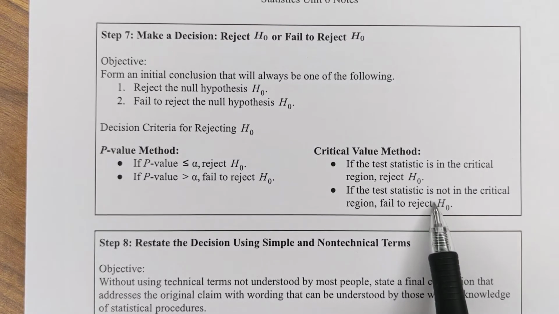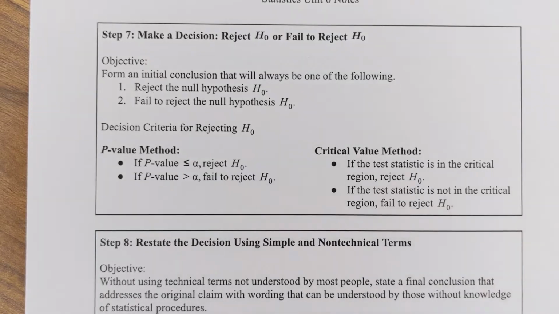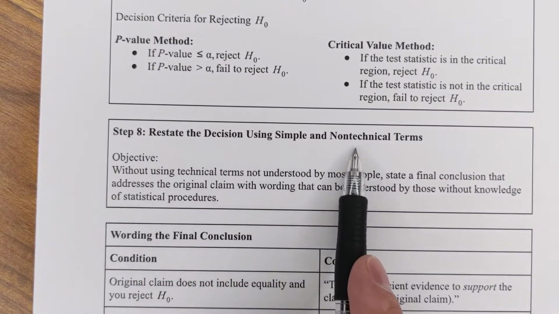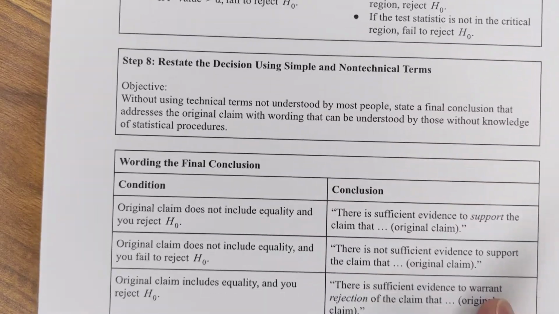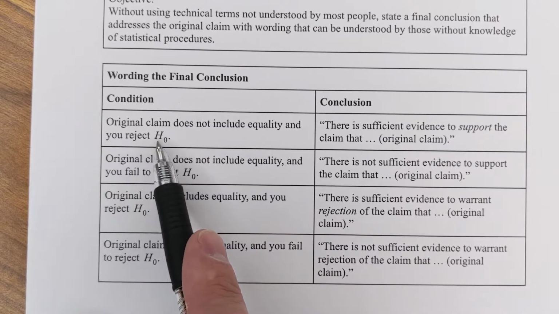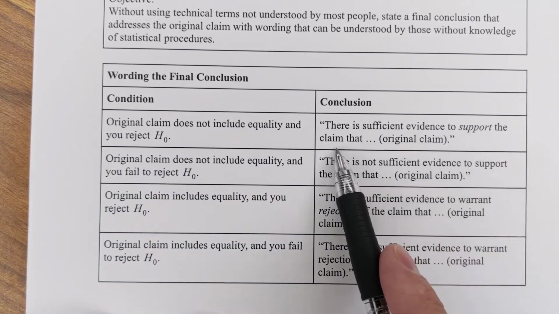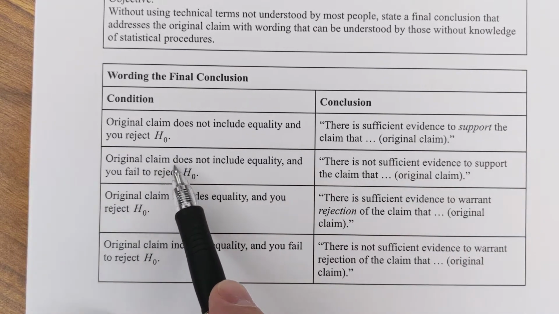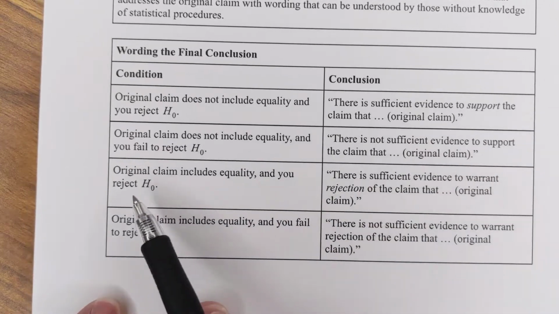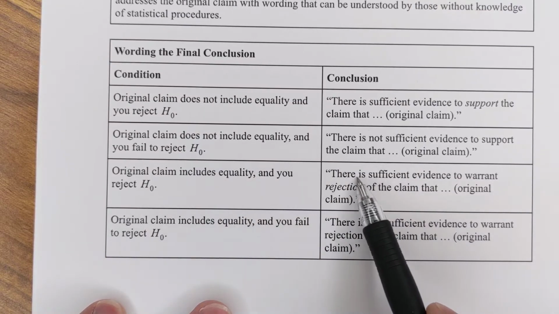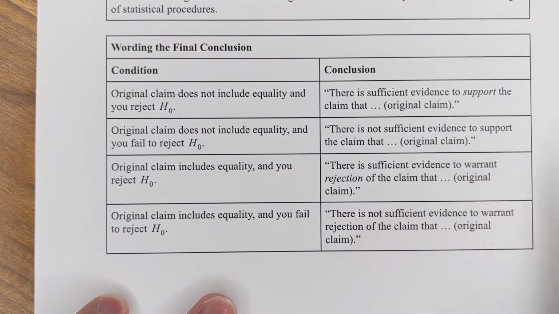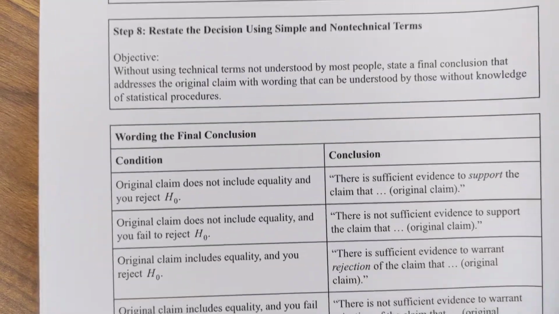It's just saying we don't have enough information to say for sure that's false. Okay, so step 8, restate the decision using simple terms, so that's kind of rewrite it. All right, final conclusion. The original claim does not include equality and you reject H0: there is sufficient evidence to support the claim. The original claim does not include equality and you fail to reject H0: there is not sufficient evidence. The original claim includes equality and you reject: there is not sufficient evidence to reject. Okay.